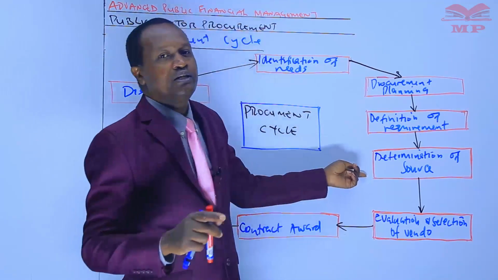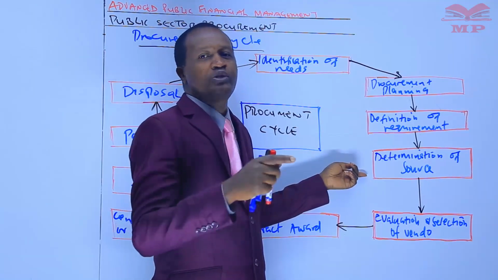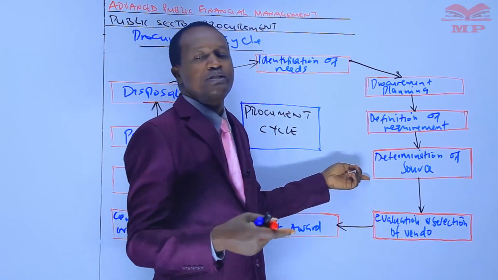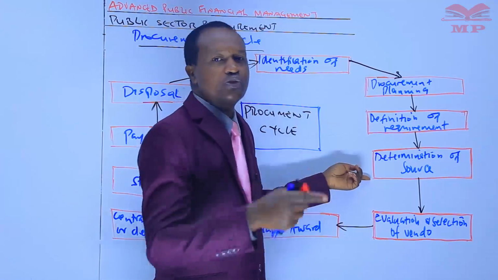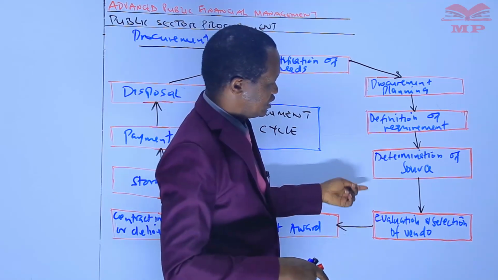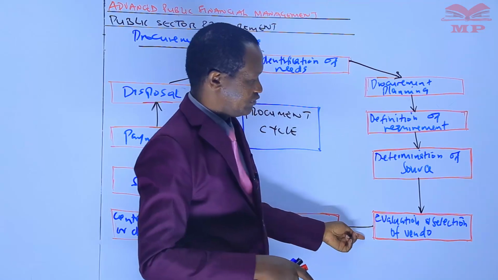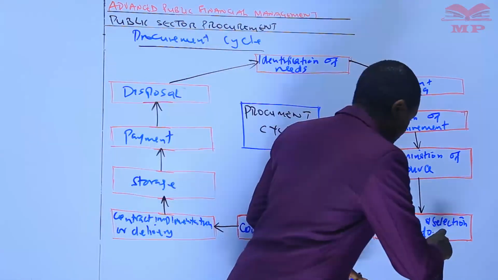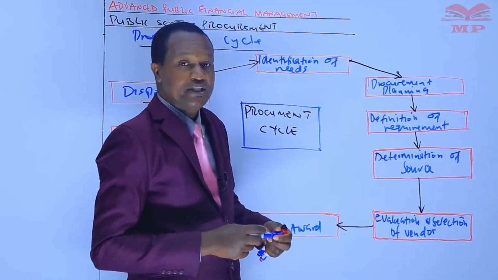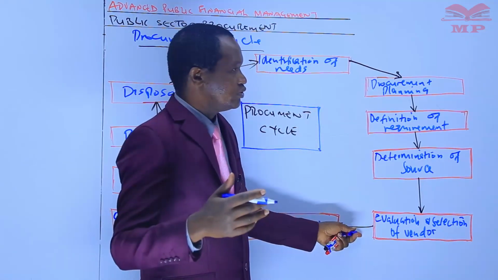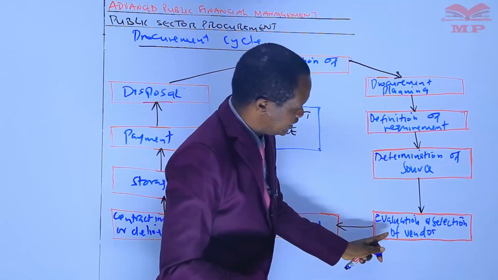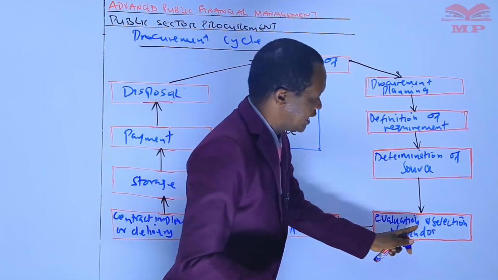This is the phase where the procedure for soliciting of the bids and the choice of the procurement method is determined. It is here that we have preparation of specifications, we have the bills of quantities and conditions of contract also being addressed. Then after determination of the source, we have the evaluation and selection of vendors. Evaluation of bids and eventual choice of a vendor is executed at this stage of evaluation and selection.